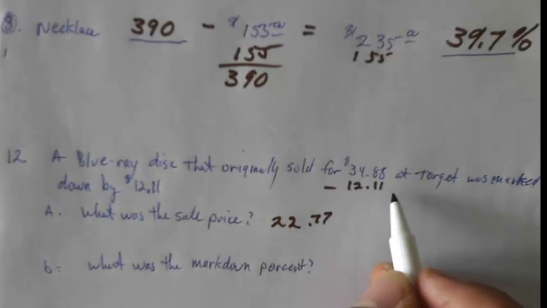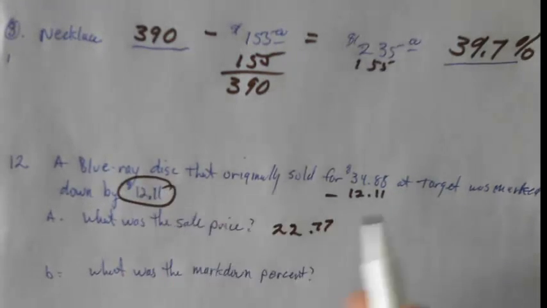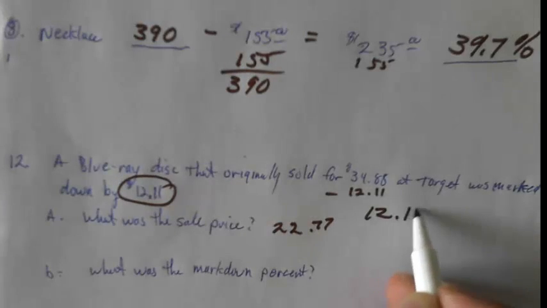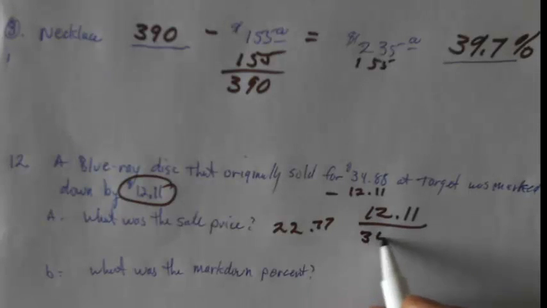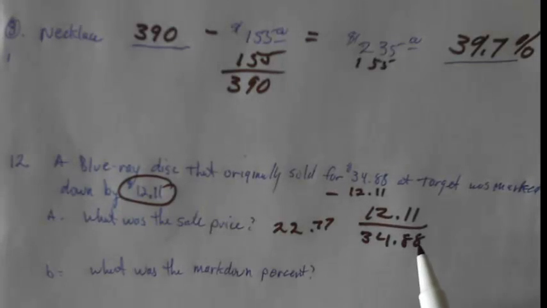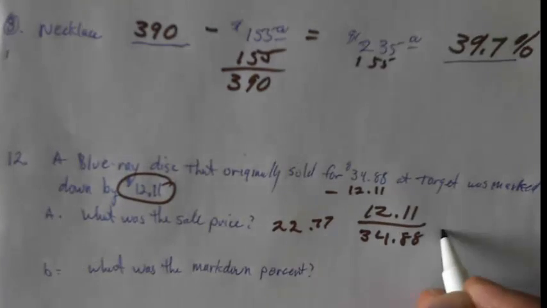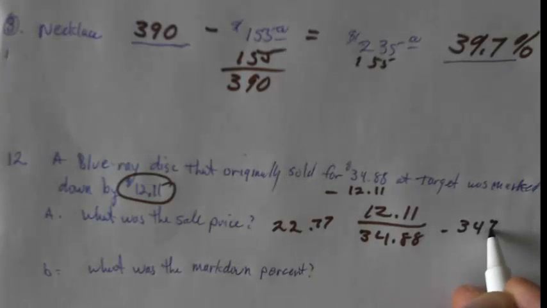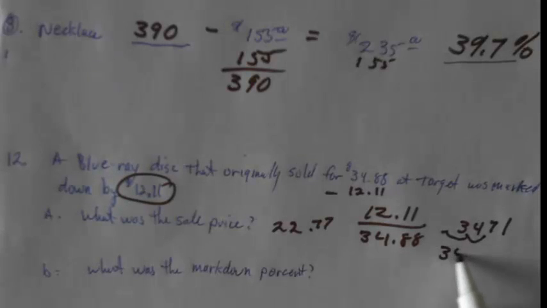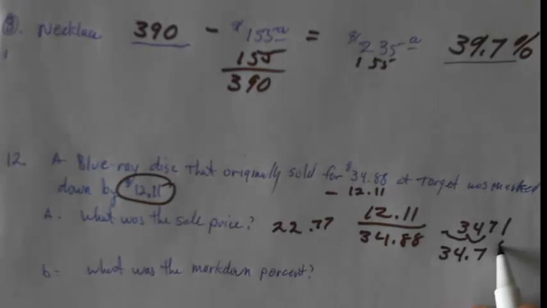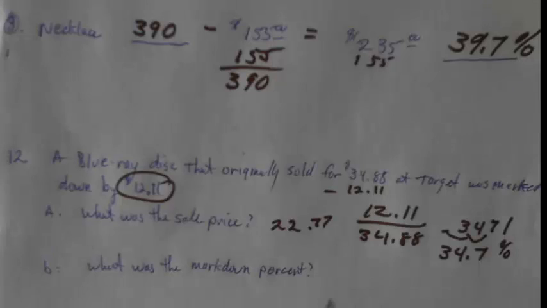Well, if they marked it down by this, that's going to go over what, right? The original amount. So when you do that, you just simply divide this by this, put it in your calculator. You're going to get a decimal, .3471. And then when we move that over, remember, we're going to become 34.7%. Okay, so that answers that question.